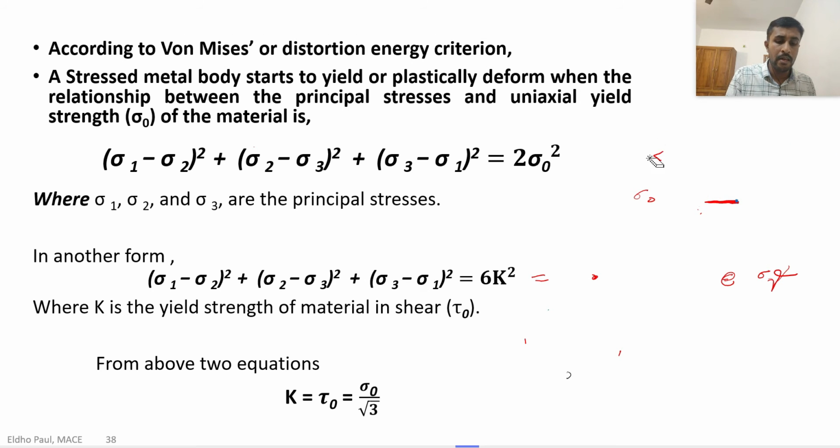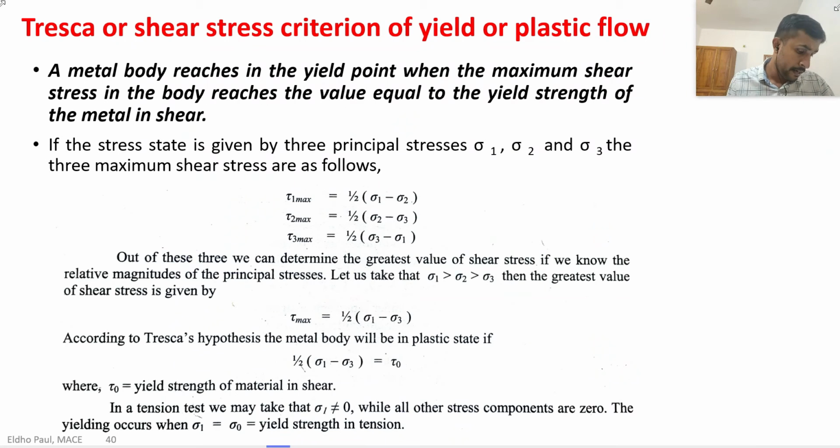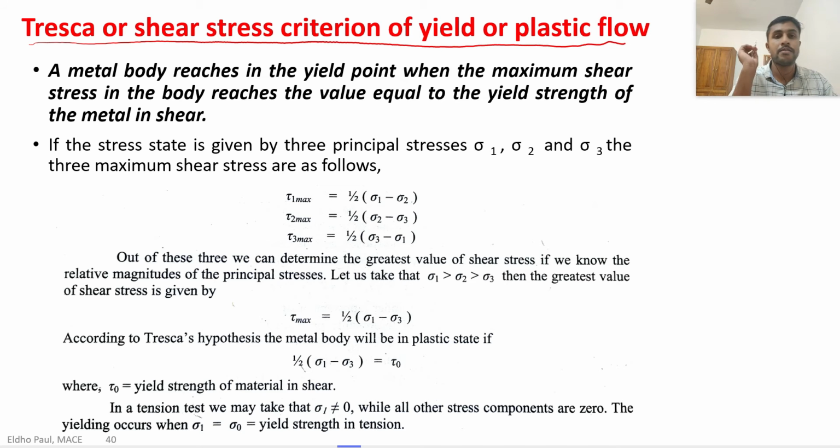This is a very important yield criterion, most commonly used in engineering applications for the analysis of metal forming processes. So the next yield criterion is Tresca, or the maximum shear stress criterion of yielding or plastic flow.